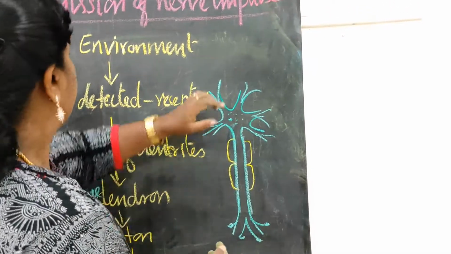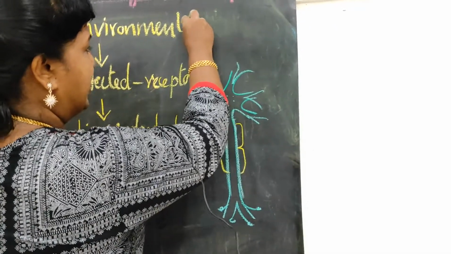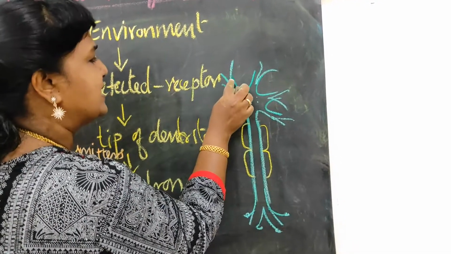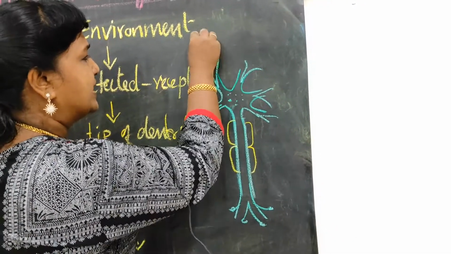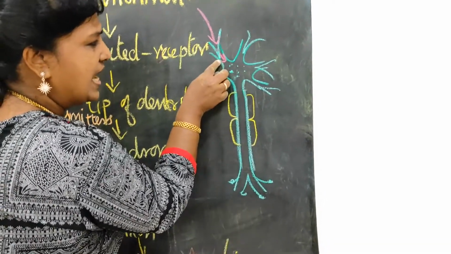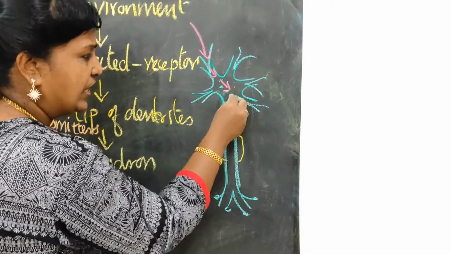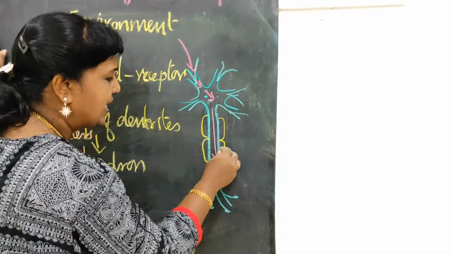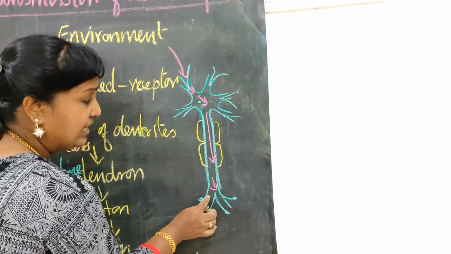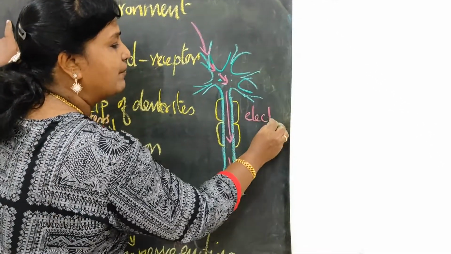Now you see here, the information is got from the environment. It is detected by the receptors. From the receptors it enters into the tip of the dendrites. This is the tip of the dendrites. Then it enters into the dendron. Then again it enters into the cyton. From the cyton it enters into the axon. From the axon it enters into the nerve endings. All this is coming in the form of electrical impulse.